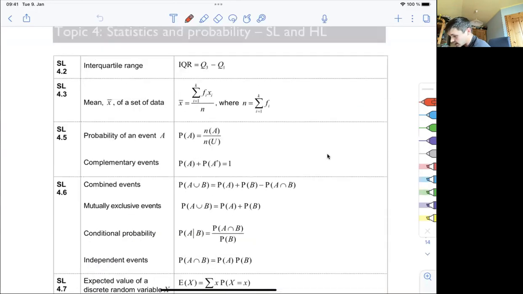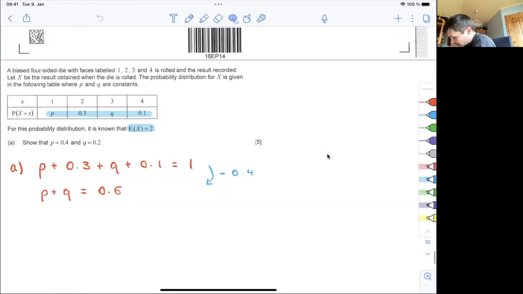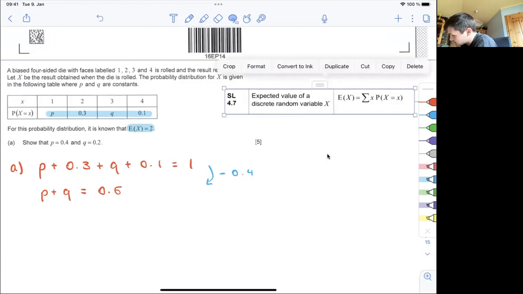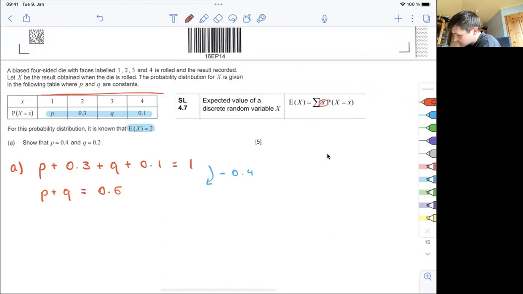Down here we have the expected value of a discrete random variable. In fact, we'll include the little SL bit so you can see whereabouts in your formula booklet it is. Okay, and this bit states here, let's put that up there, that E(X) is equal to the sum of x, little x, which is this line up here, multiplied by the probability of that given x value occurring. That's what this sigma sign means.